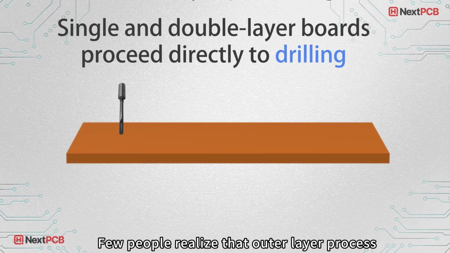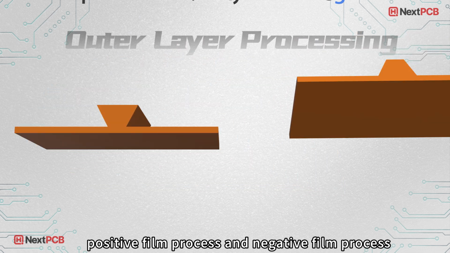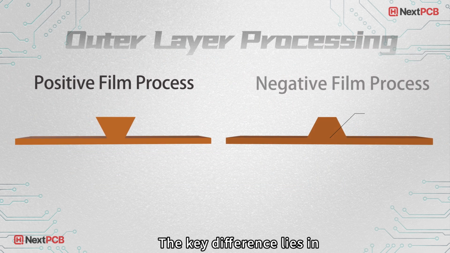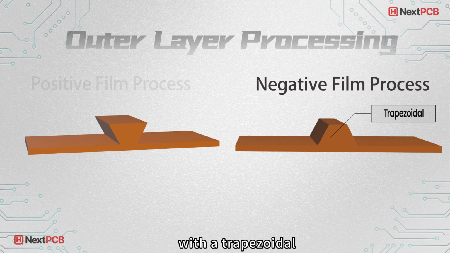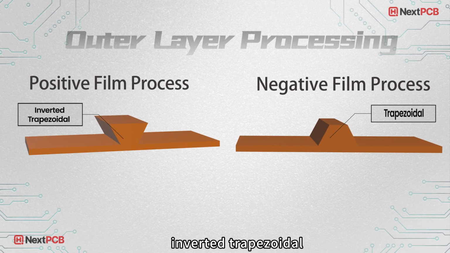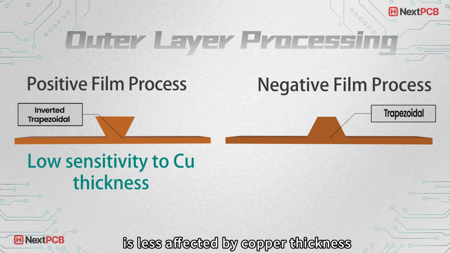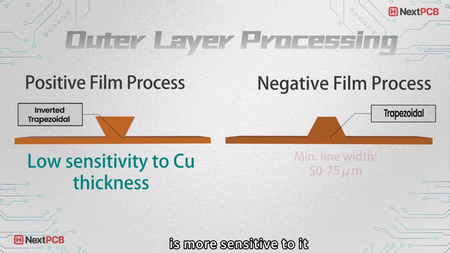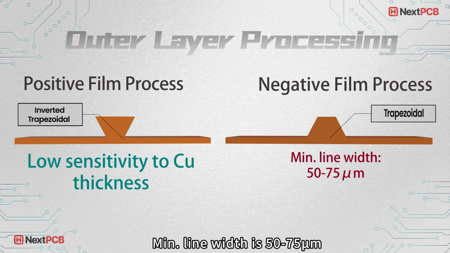Few people realize that the outer layer process actually involves two main methods: positive film process and negative film process. The key difference lies in that the negative film process produces traces with a trapezoidal shape, while the positive film process is inverted trapezoidal. The positive film process is less affected by copper thickness, whereas the negative film process is more sensitive to it. Typically, min line width is 50 to 75 micrometers.